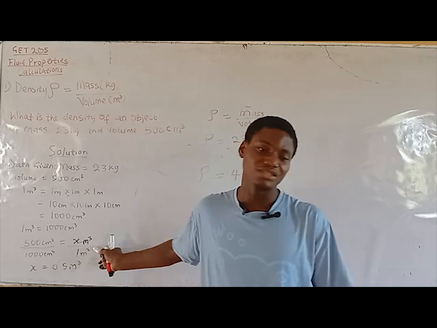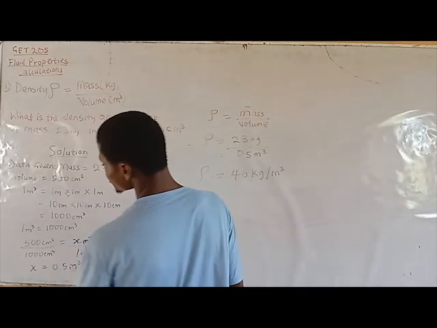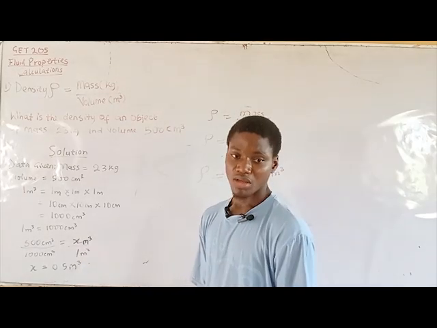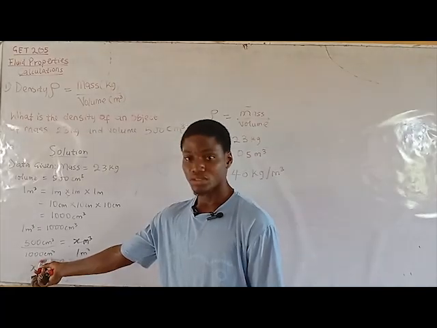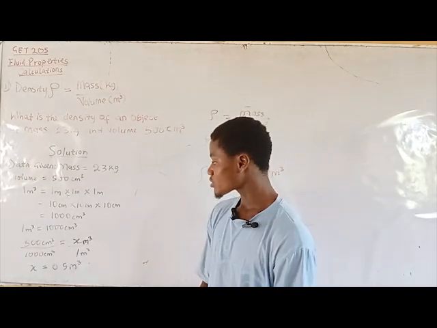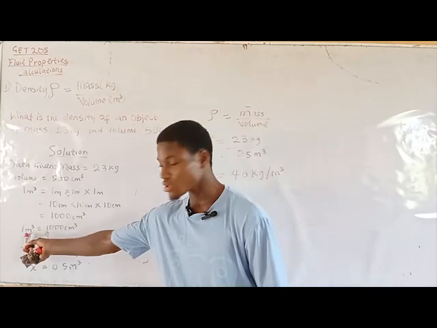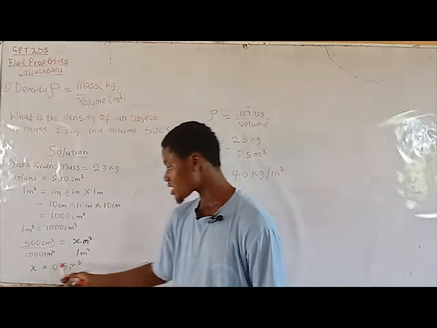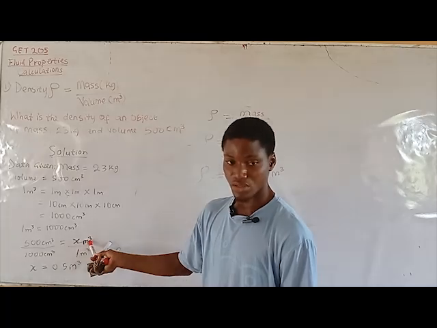Okay. This is the mathematical way of converting it. You say let 500 centimeter cube equals x meter cube, that is, you don't know what it is. And then let 1000 centimeter cube equal 1 meter cube. From the calculations we did here, we know that 1 meter cube equals 1000 centimeter cube. So that's why we are putting this under and this under. But we don't know what this is in meter cube.